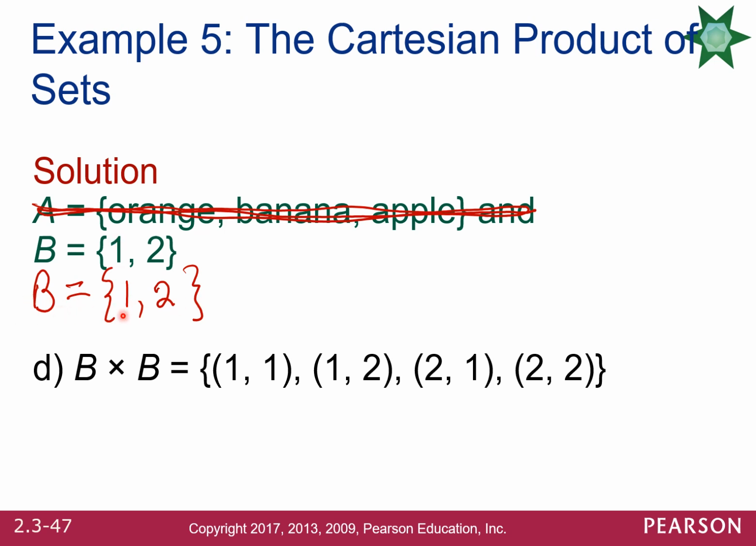So 1, 1 and 1, 2. So that's why we have 1, 1 and 1, 2. And then once that is complete, we take the second element from the top row and pair it with the elements in the bottom row. So 2, 1 and 2, 2. All right, and that's exactly what they have here.